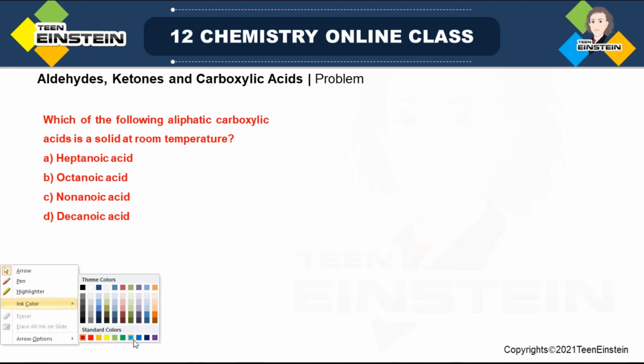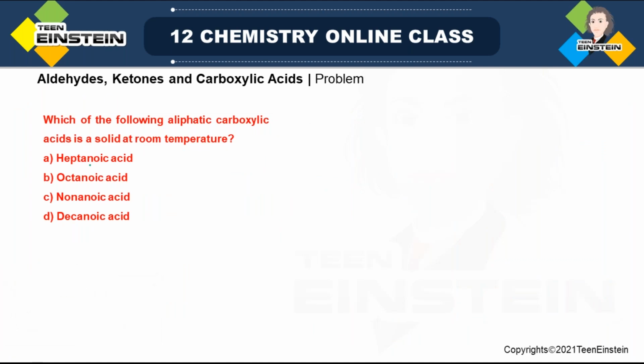If we look at the options, heptanoic acid, that means total 7 carbon atoms will be there. Then octanoic acid, total 8 carbon. Nonanoic acid, total 9 carbon. But when it is decanoic, now it is 10 carbon. That means you can expect this to be solid at room temperature. That is wax like solid. So this should be the correct option.